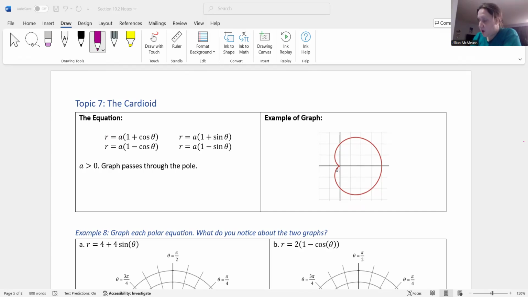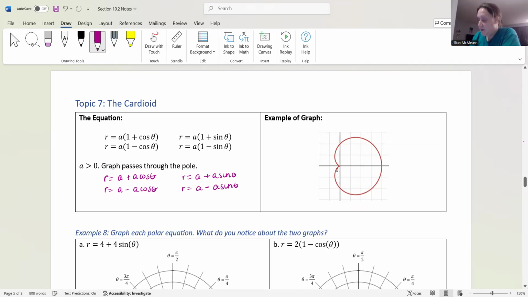Now, you will sometimes see the a distributed. So it would not be unheard of to see a plus a cosine theta, a minus a cosine theta, or a plus a sine theta, a minus a sine theta. You'll frequently see this format, so don't be alarmed if you see it. It's the same as these. In the top, the a has been factored out. In the bottom, the a has been distributed through.